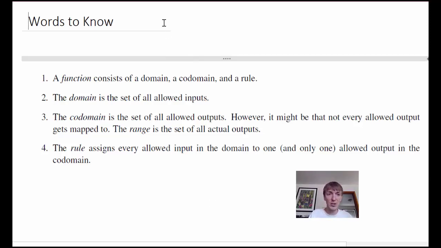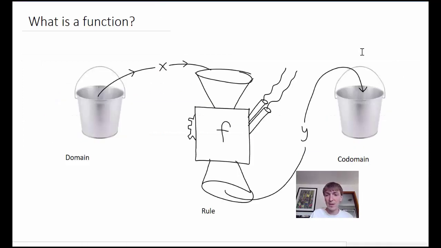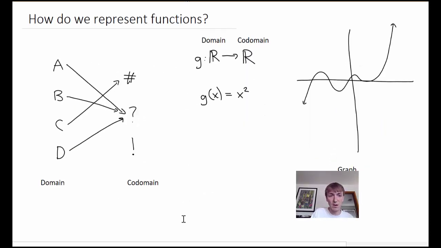Okay, so you can kind of imagine that the codomain is this bucket over here, and if I take the domain bucket, just kind of imagine that I tilt it and dump it into the rule machine and watch every single possible input get filtered through this function. What's gonna come out is the range, every single actual output. But there might be things in this bucket on the right that are just not getting mapped to, and that's okay. So we can also see some more examples of this over here.